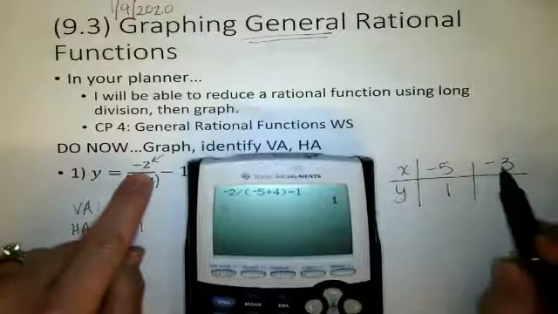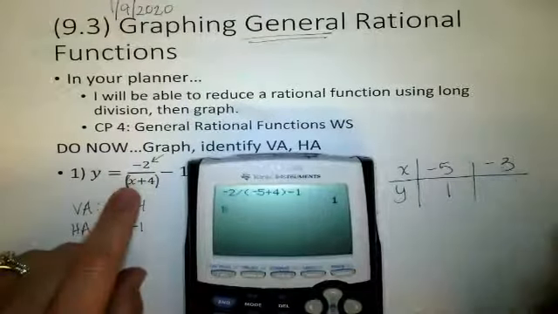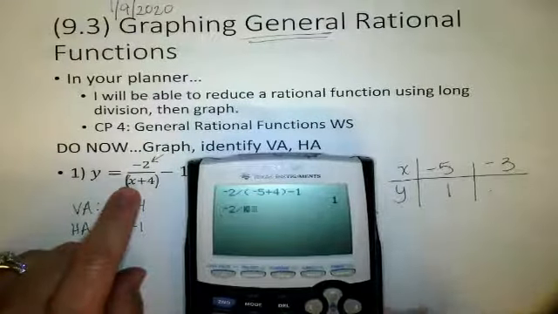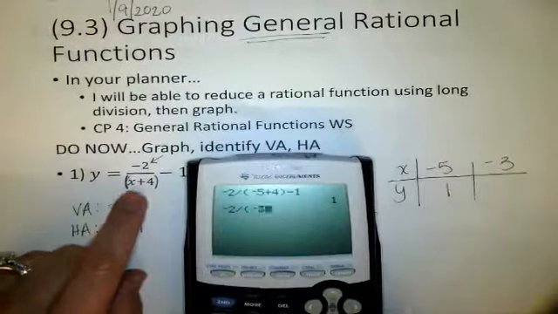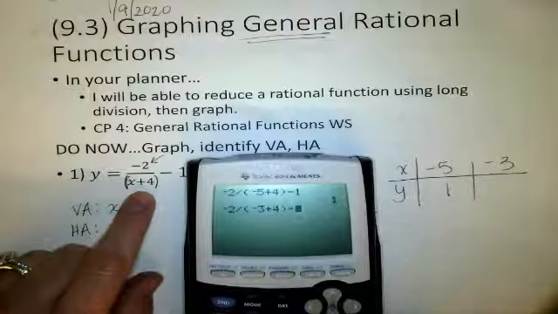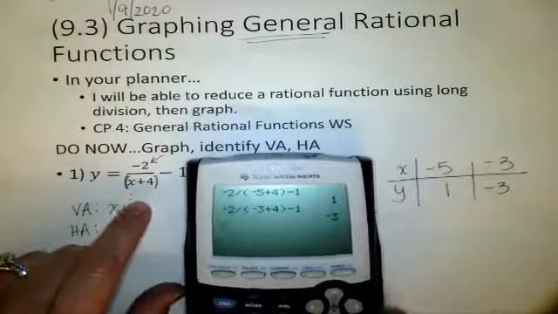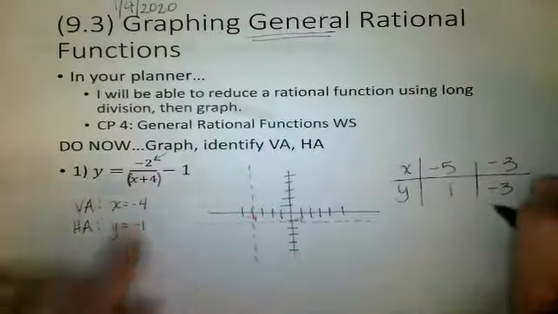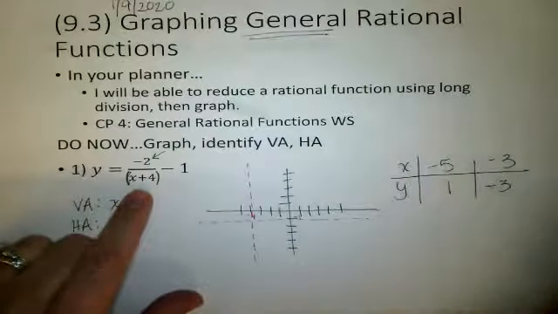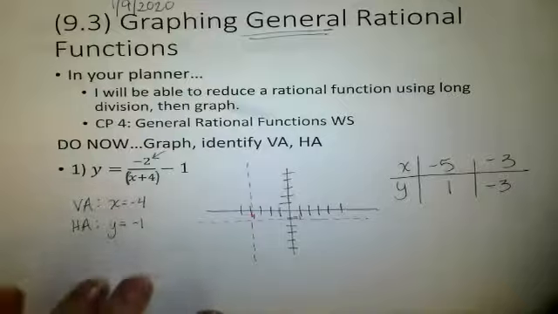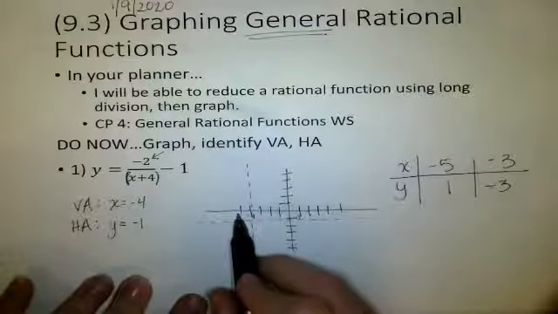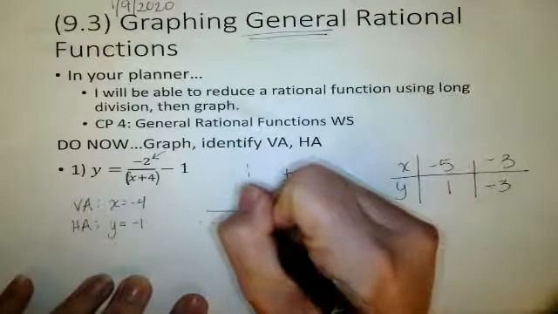Again, if I take my -3 and plug it in place of the x, so I have -2 divided by the quantity, -3 plus 4 minus 1, we get -3. You can do it by hand very easily as well. Here we have -5, 1. I'm going to plot that point.